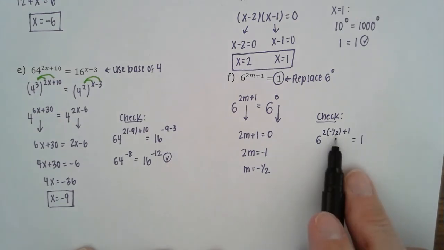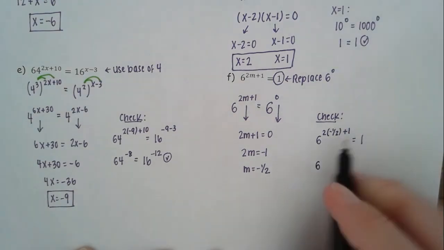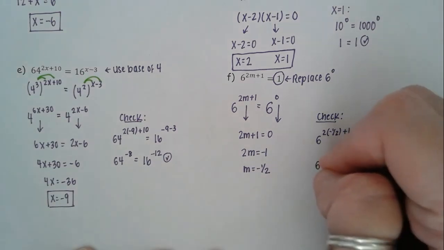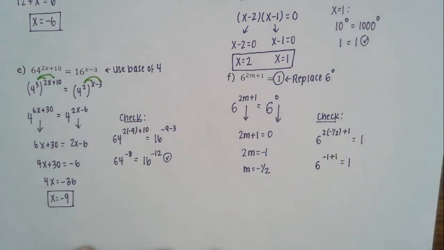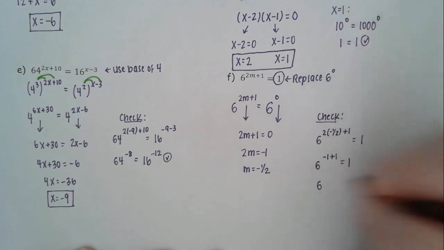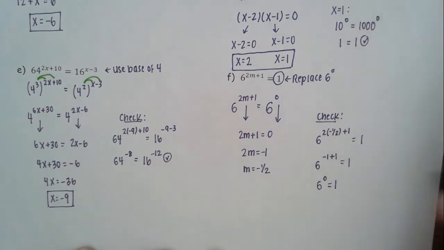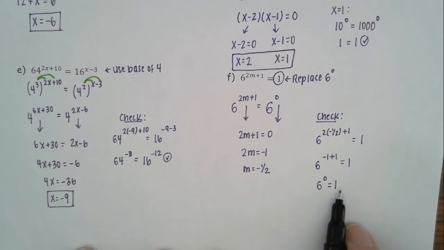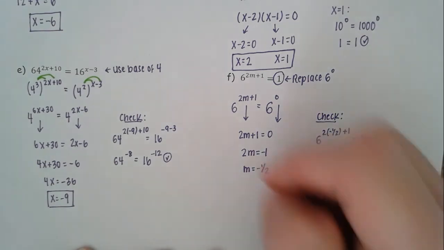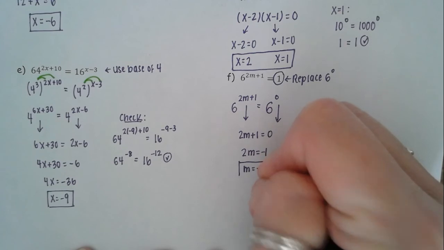I'm going to simplify this. 2 times negative 1/2 is negative 1 plus 1. On the left-hand side, this is going to simplify further. Negative 1 plus 1 in the exponent is 0. And I know 6 to the 0 is 1. So that does check. So m is equal to negative 1/2 is my solution.